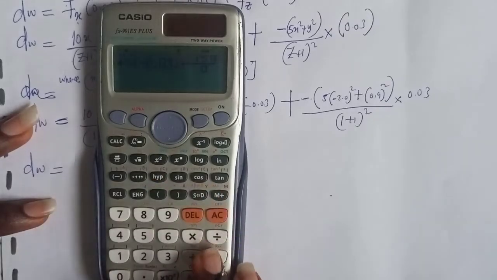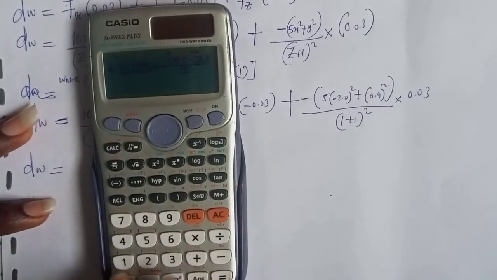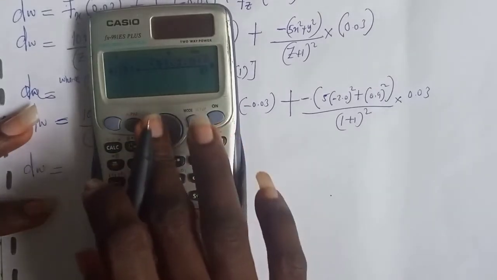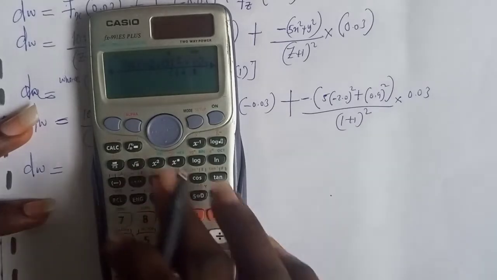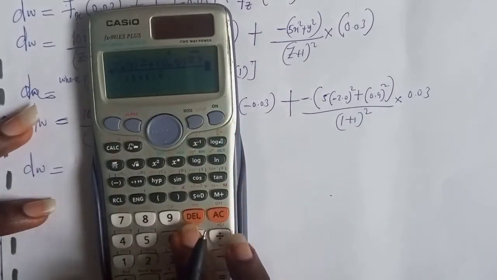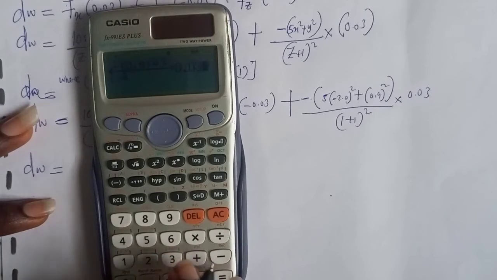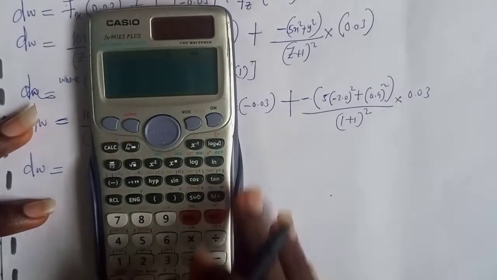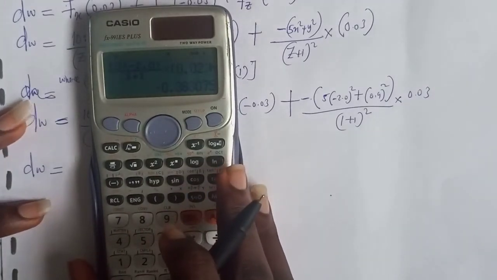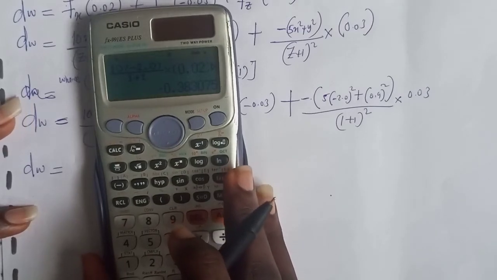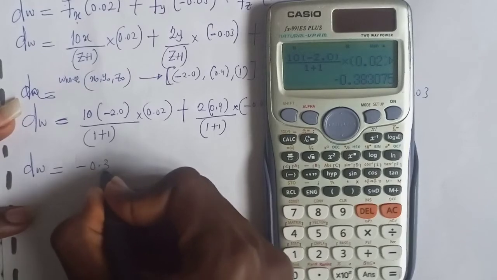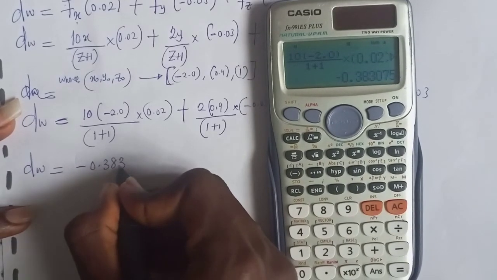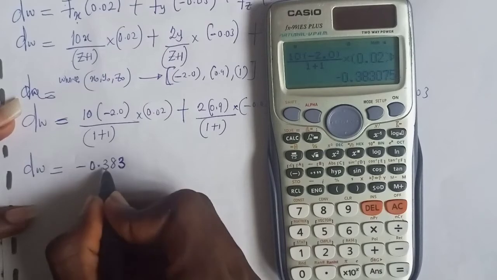I have 5 open brackets minus 2.0 squared, then plus 0.9 squared, close the bracket, then 1 plus 1 squared. It is almost filled up. I pray it's okay, it's contained. So that's all, final answer. The final result that I have in this case now is minus 0.383. So to 3 decimal places, I have minus 0.383.